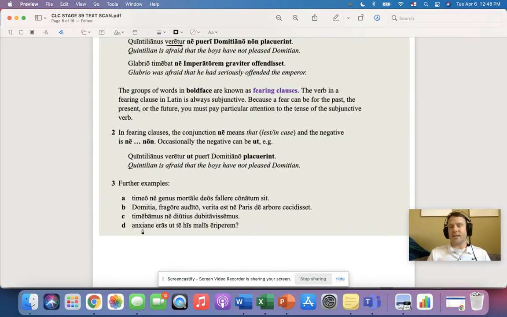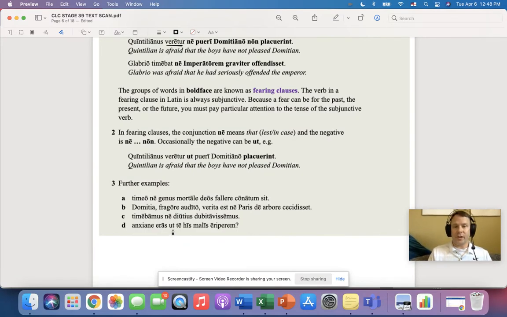Now here, I think just for the sake of variety, Cambridge is showing you a fourth example that's sort of on the fringes of what could introduce a fear clause. Anxia eras. Now the ne here just shows you that it is a question, right? It's a yes or no question. But do we know what anxia eras means? Give that a shot. Yeah, now it's a question, right? So were you worried? Were you anxious?